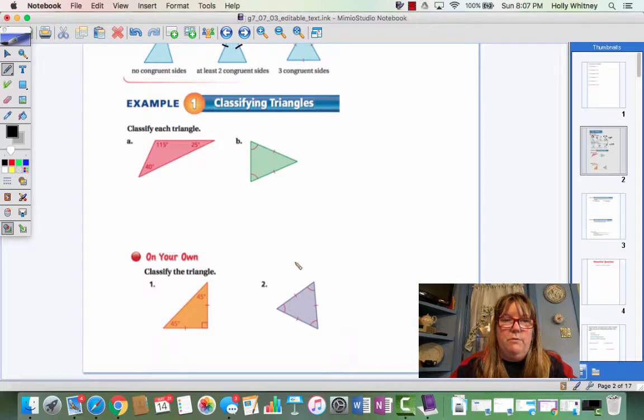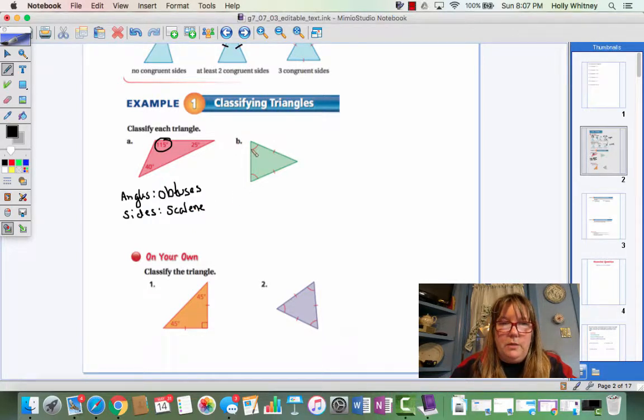Classifying triangles. So let's try this on our own. This triangle, we're going to classify it by its angles first. There's a 40-degree angle, 25, and 115. It's this 115 degrees that makes it an obtuse triangle by the angles. And by the sides, since nobody has sides that are equal because there's no hash marks, it is a scalene triangle.